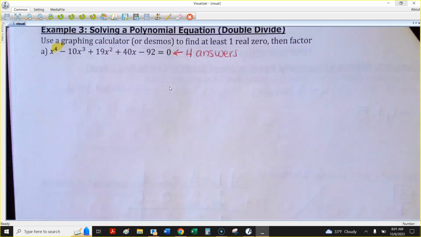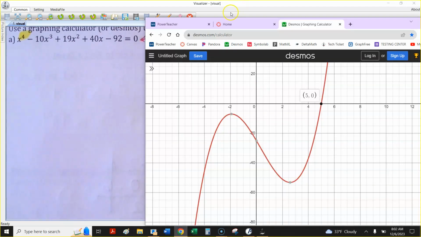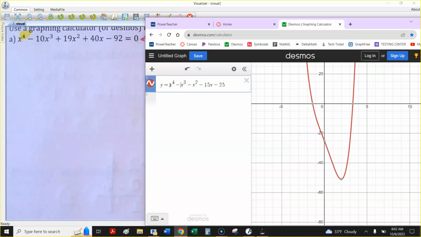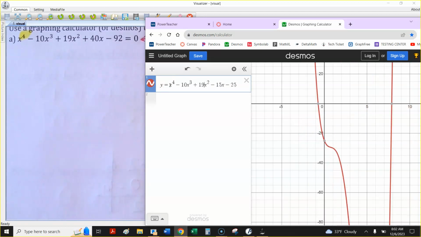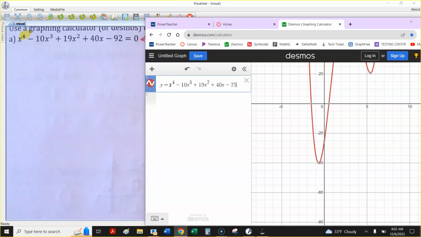Now, I'm just going to do exactly the same thing. Let me slide this to the side so I can put that on the screen while you guys look at the Desmos. So I'm going to type into my lovely Desmos x to the 4th, minus 10x cubed plus 19x squared plus 40x, and then minus 92.